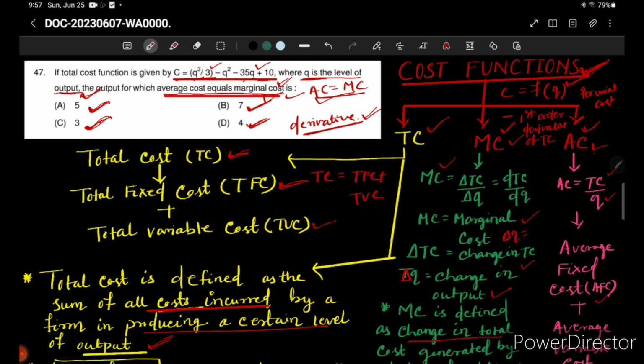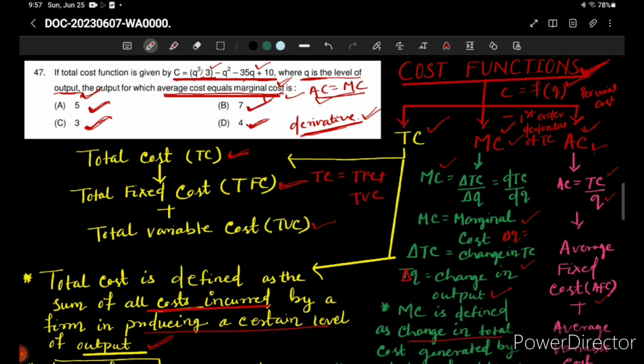So I can say that this question is also related to the concept called derivative, and we have already discussed derivative, that means different questions related to derivative. So for this question, let's discuss more about different concepts regarding the cost. So I'll start like this.